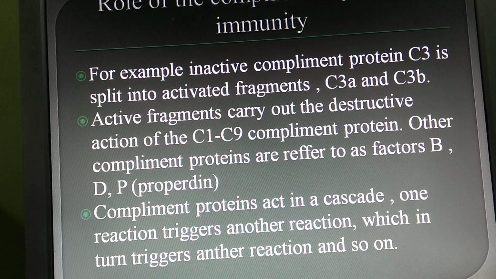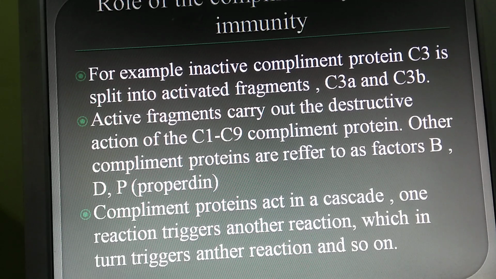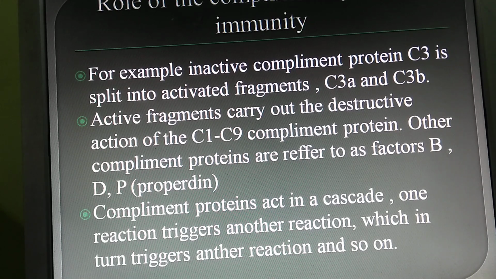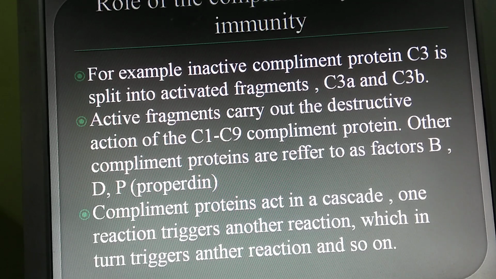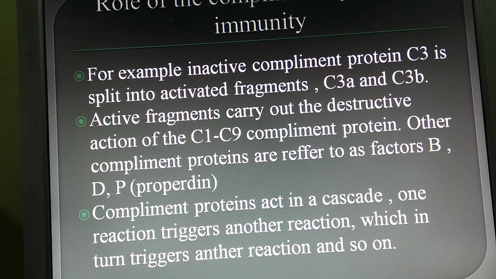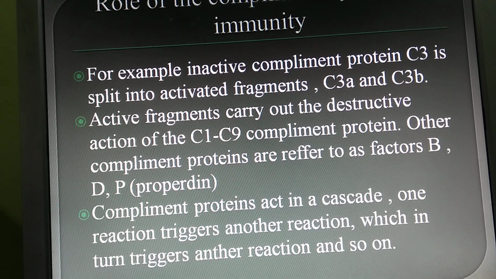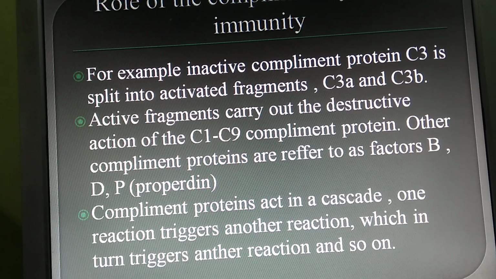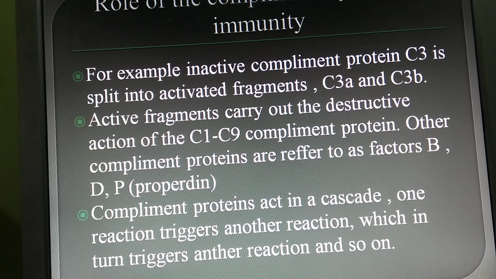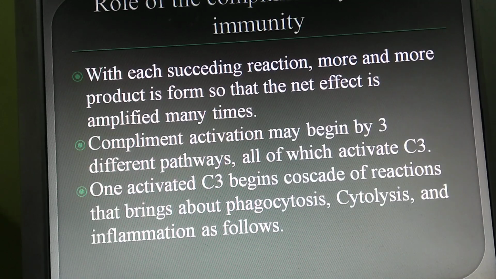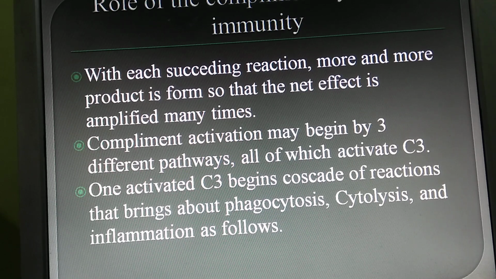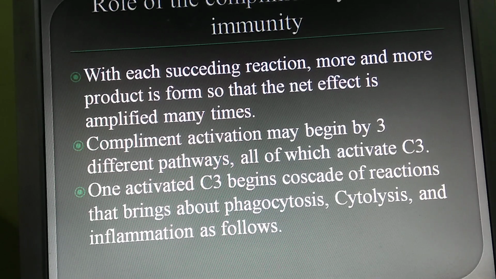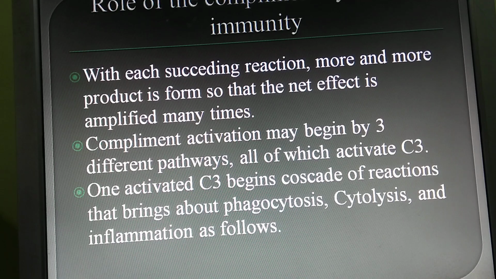Other complement proteins are referred to as factors B, D, and P. Importantly, complement proteins act as a cascade. One reaction triggers another reaction, which in turn triggers another reaction, and so on. With each succeeding reaction, more and more product is formed so that the net effect is amplified many times.